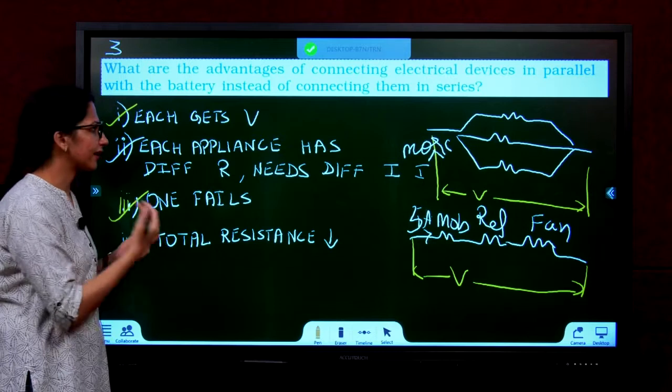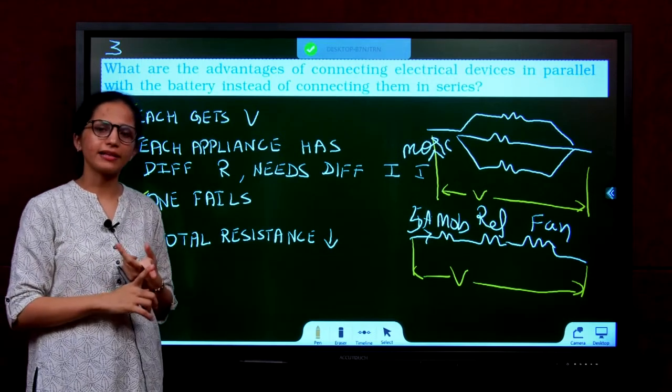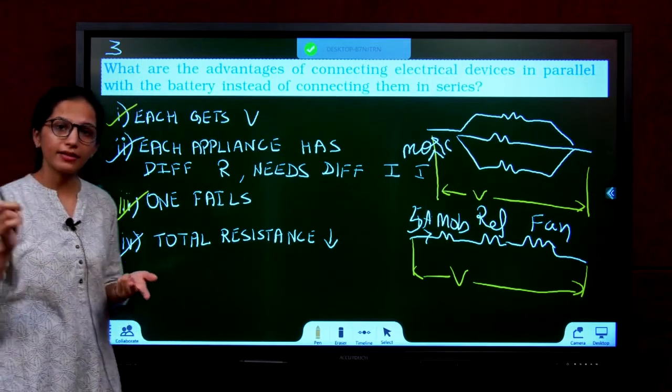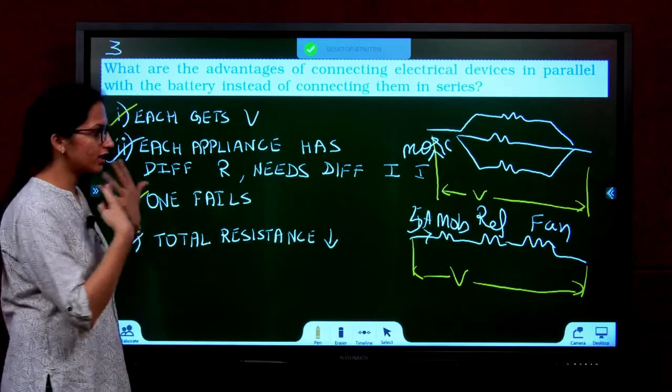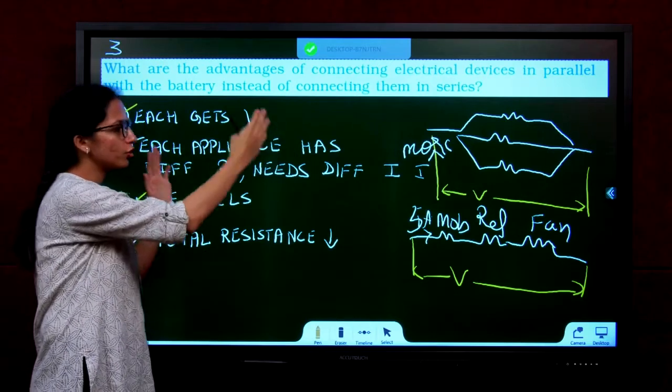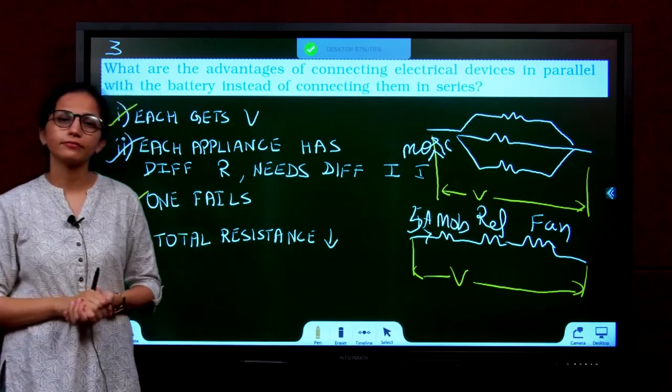They can ask you what is the advantage of parallel over series? Why do domestic circuits use parallel combination? What is the difference between parallel and series? Whatever I told now, that only you have to make into differences and put it.